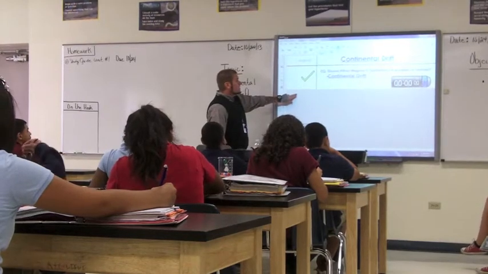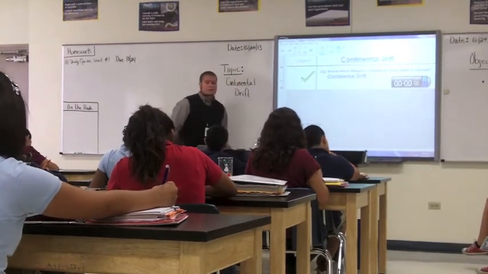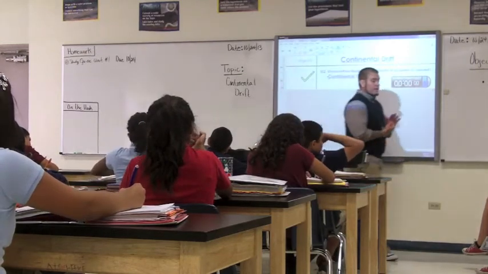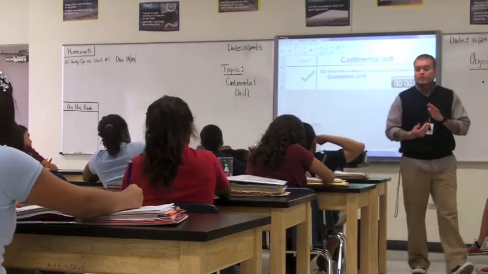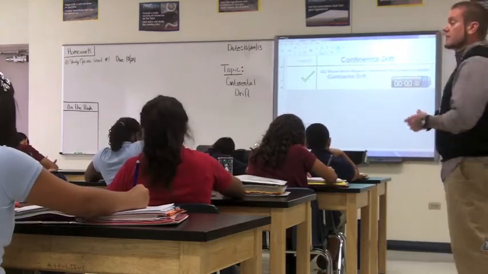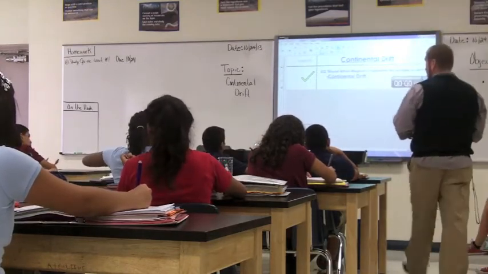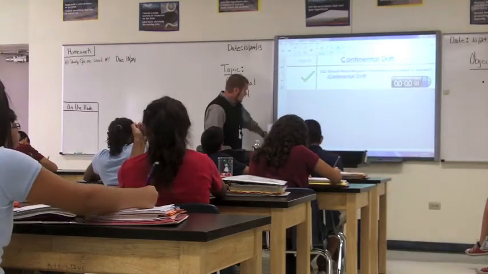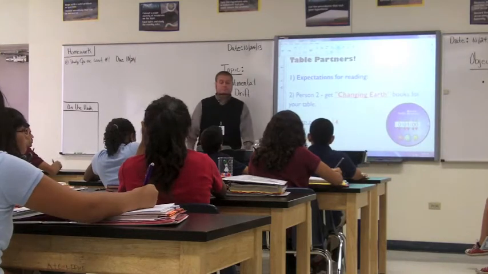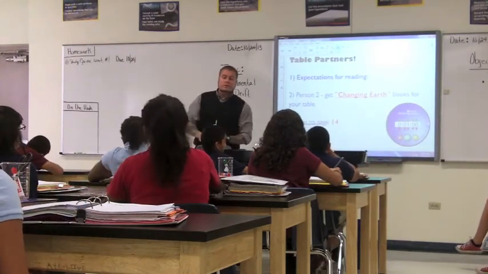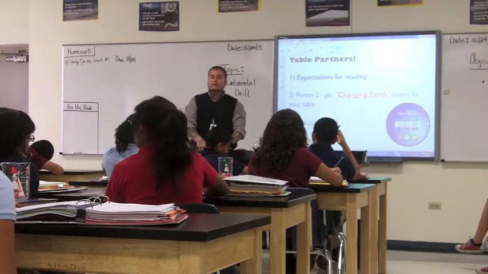Next, I want you to set up the first subtopic, which is continental drift. Okay? Alfred Wegener came up with a hypothesis. It was called continental drift. In order for us to look at his investigation, we need to actually know what the continental drift hypothesis stated. So, we are going to use our Changing Earth books to look at his investigation.